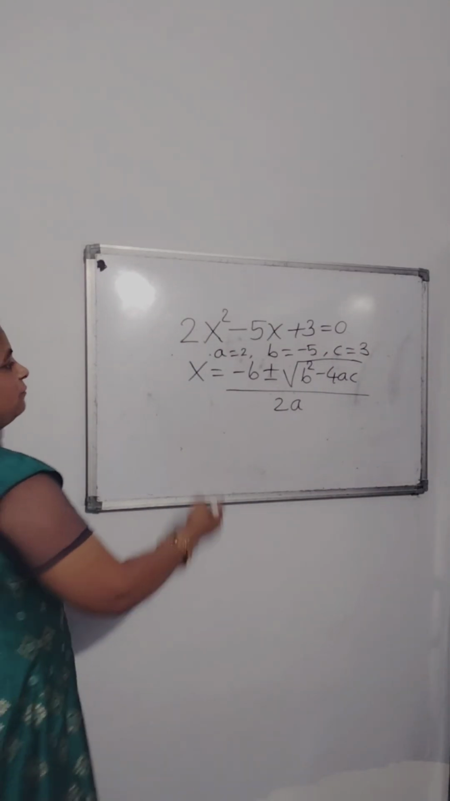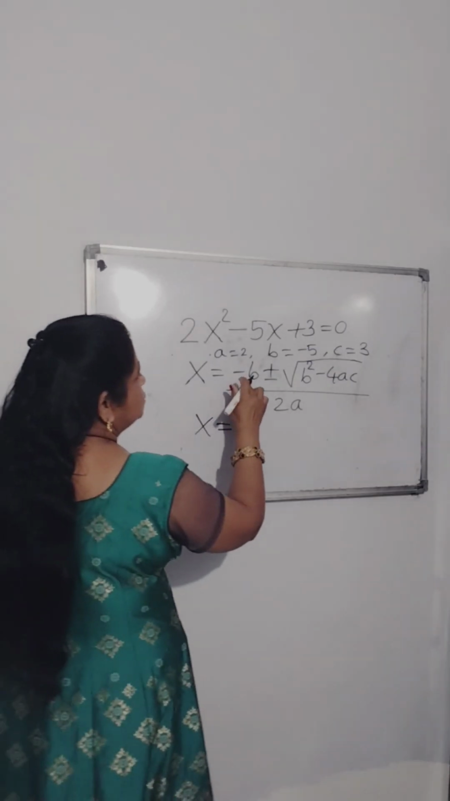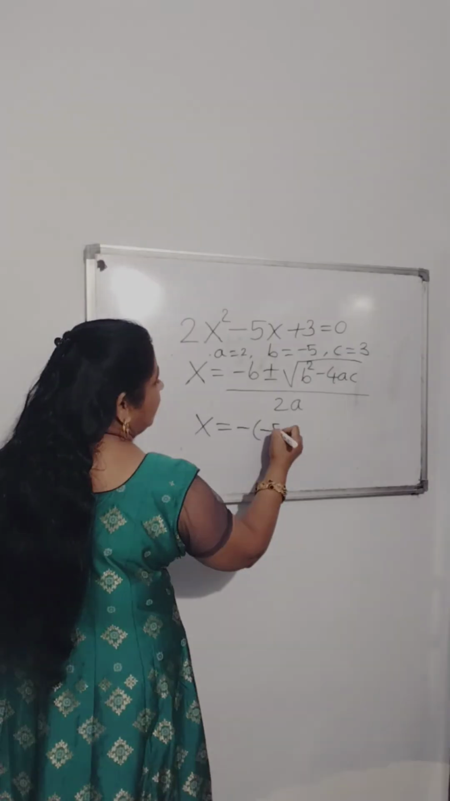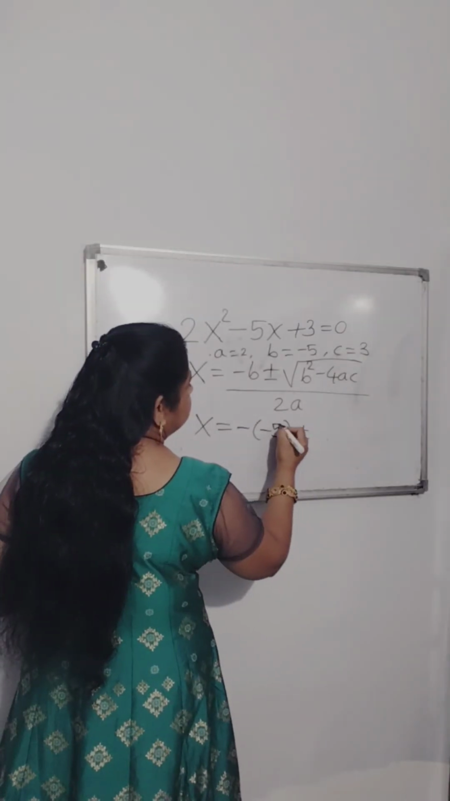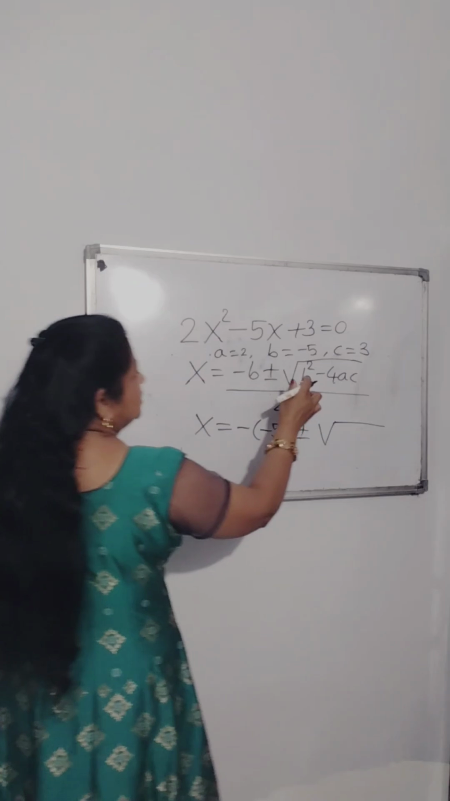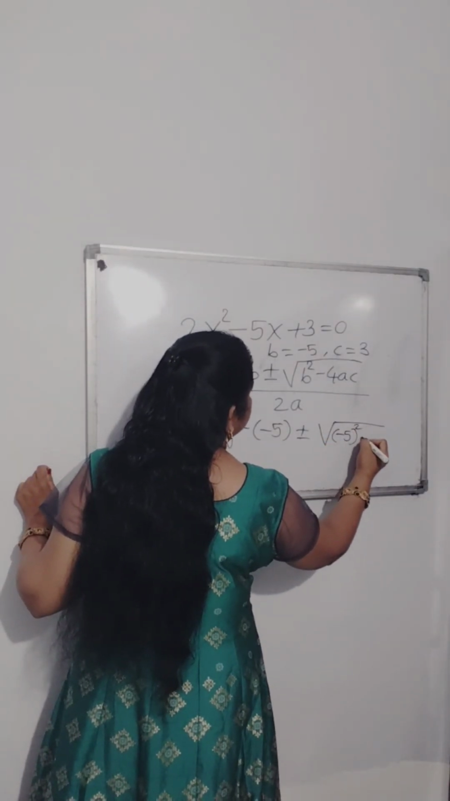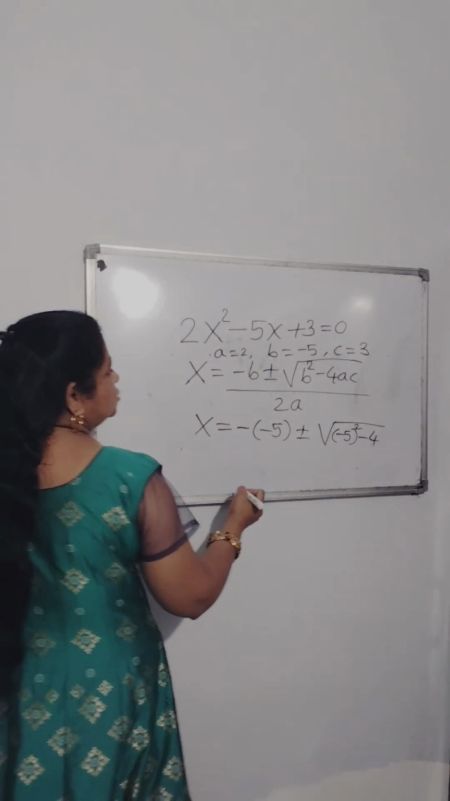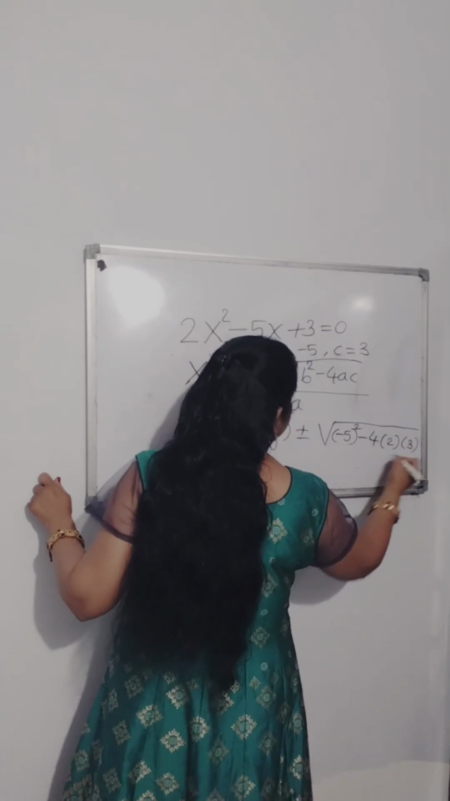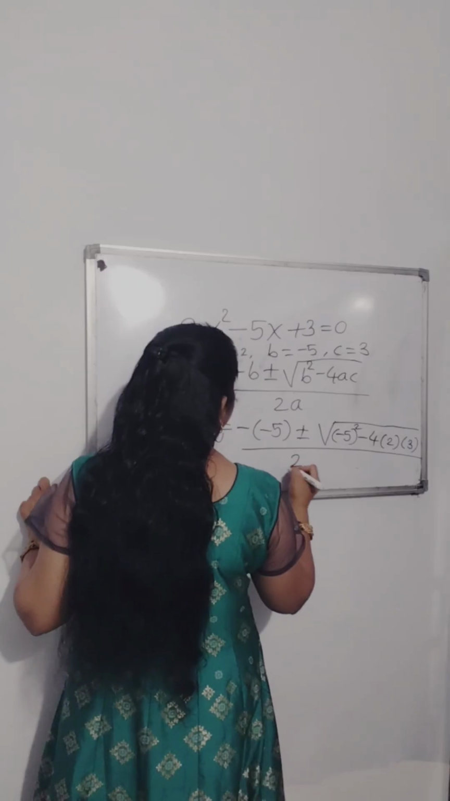So we put these values in this quadratic formula. After putting these values, we get minus sign here. The value of b is minus 5 plus minus. Now here under root b square means minus 5 square, minus 4, the value of a is 2 and the value of c is 3, upon 2a, where the value of a is 2.